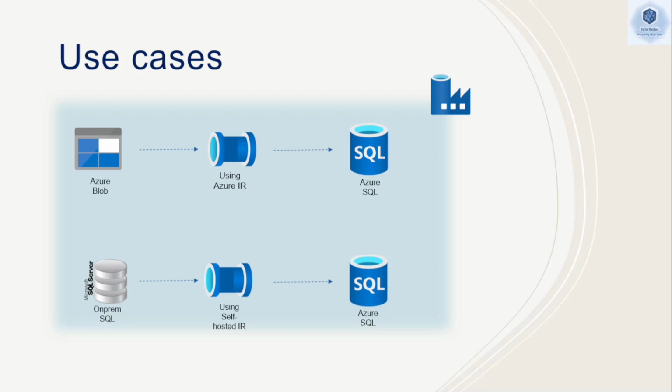We may also have scenarios where the source and destination are both on-premise. So let's say, for example, we are going to move files from an FTP server to our on-premise SQL Server. In those scenarios, we may use the self-hosted integration runtime for both. So these are some use cases which demonstrate the types and use of Integration Runtime in Azure Data Factory.